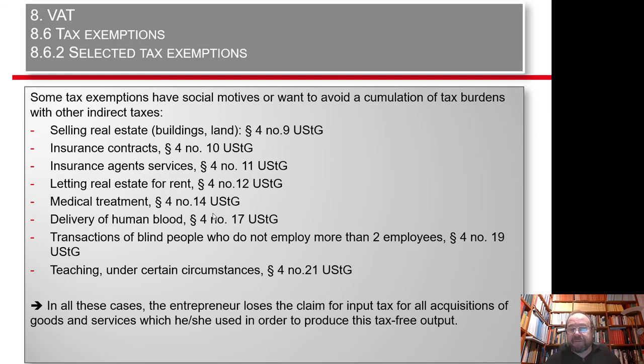Some examples for tax-free things would be selling real estate, land, buildings. There you can really opt for tax liability. Insurance contracts for number 10, there you can't opt for liability. The services of insurance agents for number 11, no option. Letting real estate property for rent for number 12, there you can opt. Medical treatment for number 14, no option possible. Medical treatment is always tax-free.